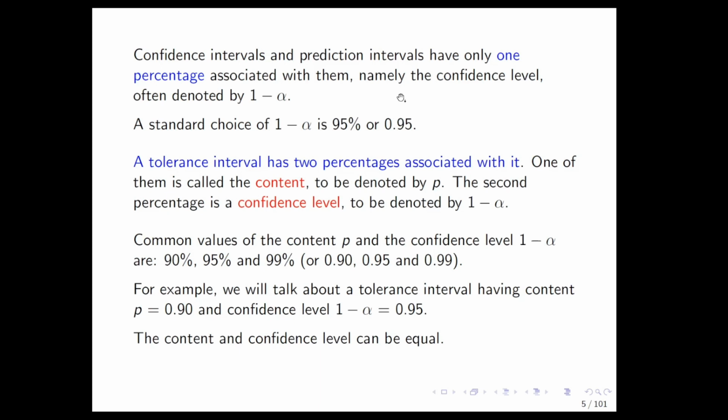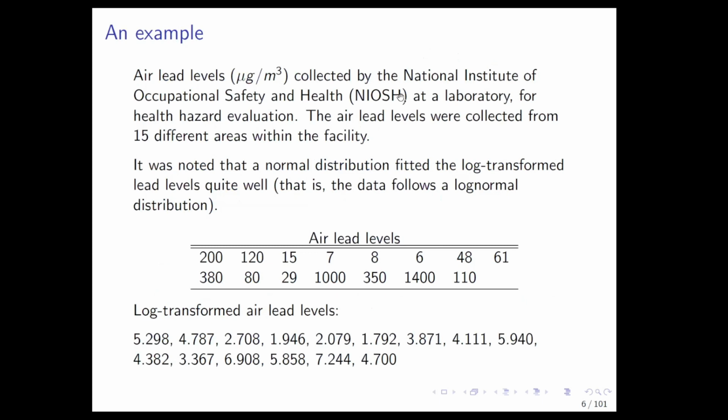So 2 percentages. Okay, let us see what these 2 percentages represent using this example here. This is actual data I got online. This is collected by what is called the NIOSH, the National Institute of Occupational Safety and Health, from a lab. This is for evaluating the air lead levels within this facility. So as we know, lead is toxic. It is a health hazard. So this data consists of 15 observations at various locations within this lab.